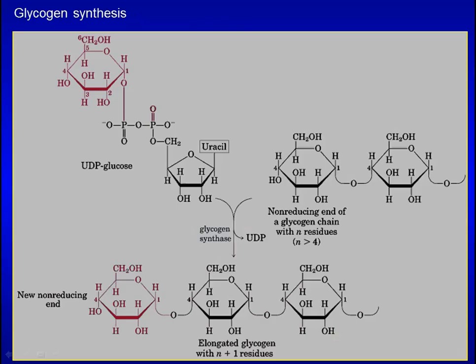This picture shows you a growing glycogen. Glucose residues are joined together through alpha-1,4 glycosidic bond. Here is the non-reducing end. And here is a new glucose coming in the form of UDP glucose. Glycogen synthase adds the new glucose to the non-reducing end of glycogen.